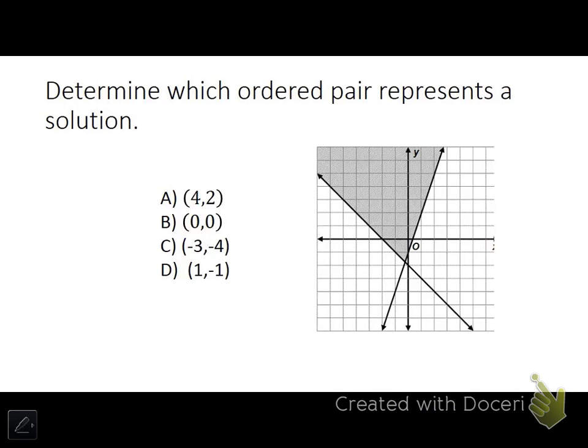Determine which ordered pair represents a solution. Okay, so this is x comma y. So for this first one, A is 4, so I'd go over 1, 2, 3, 4 on my x, and then up 2, that's not in my shaded region. 0, 0, boom, shaded region. There we go. Because this one, you have to walk to the elevator before you ride it to get to a point.